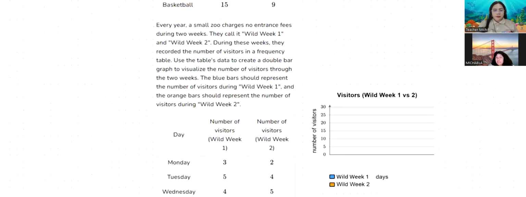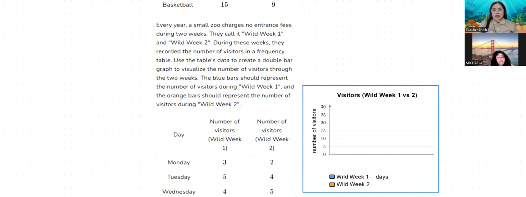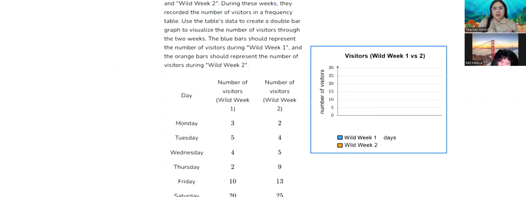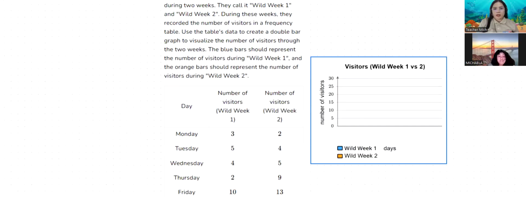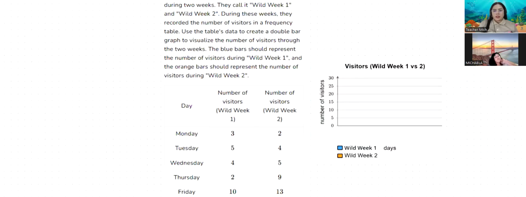Every year, a small zoo charges no entrance fee during 2 weeks. They call it Wild Week 1 and Wild Week 2. During these weeks, they recorded the number of visitors in a frequency table. So this is what we call the frequency table. Use the table's data to create a double bar graph to visualize the number of visitors through 2 weeks. The blue bar should be for week 1, and the orange one is for Wild Week 2.